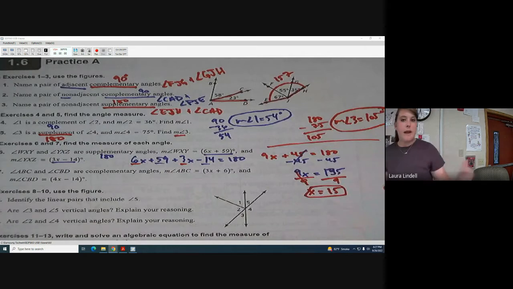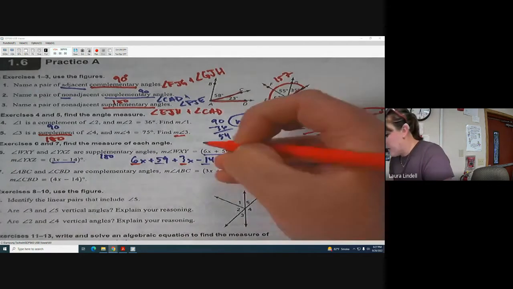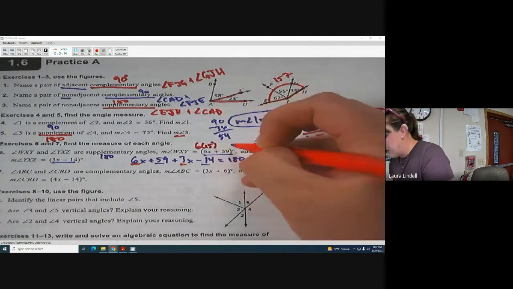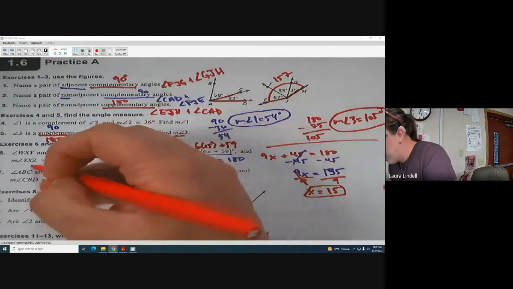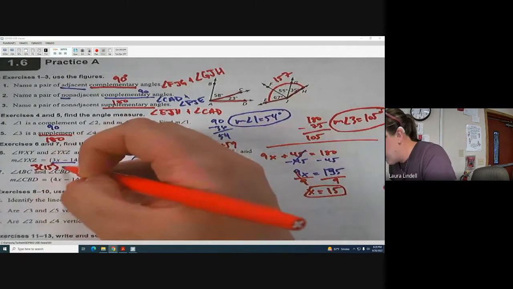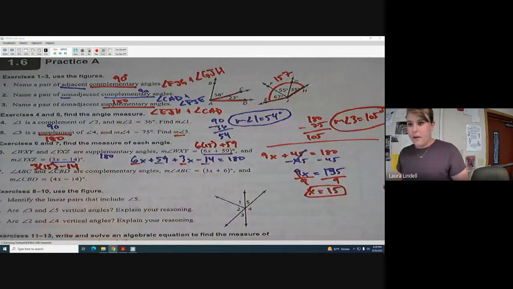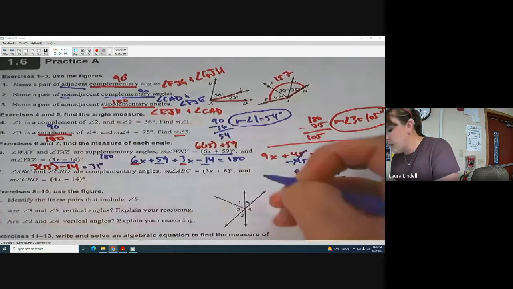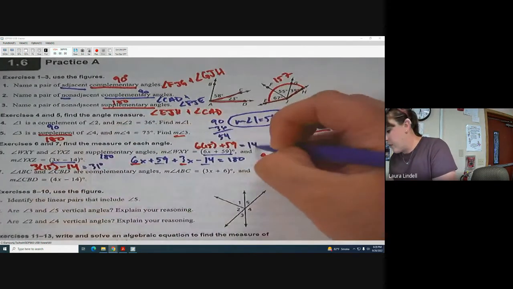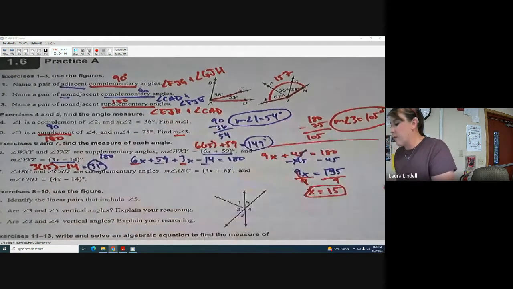But then we have to go back and plug it into each of the angles. So I take 15 here, and I go 6 times 15 plus 59. And I go 3 times 15 minus 14 for my final answers. So we should get here 31 degrees, and here we get 149 degrees. Those will be my 2 answers for number 6.